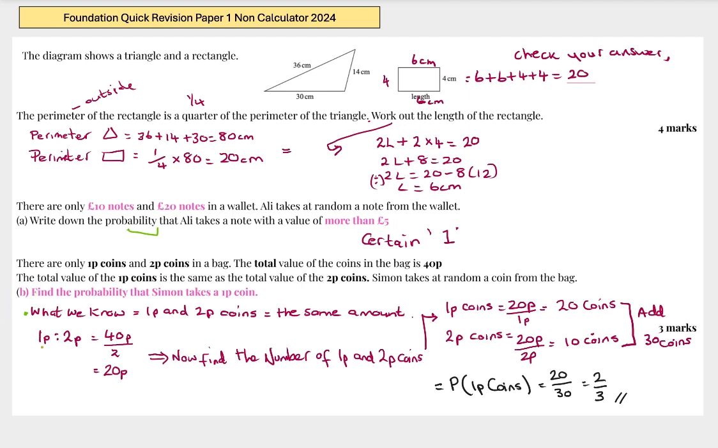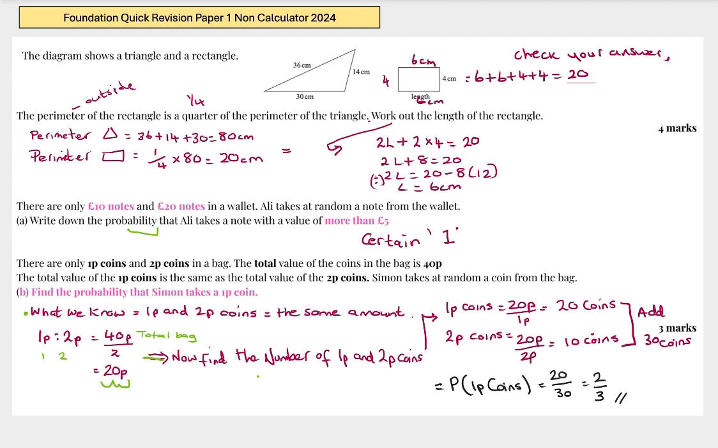So I've put here 1p to 2p, right? So we've got 40p in total. That's what's in the bag. And we've got 2 chances in total. 1, 2. So I'm going to divide it by 2, which gives us 20p. Right. Next.